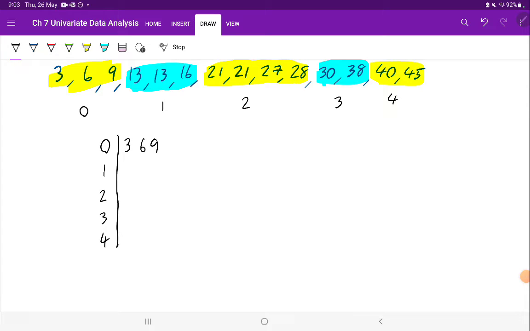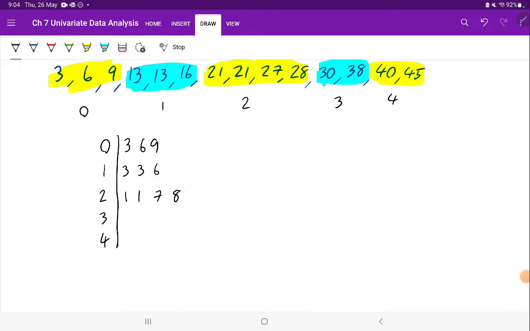But for the next three numbers, since I know they're all in the tens, I'm just going to write the second digit, so the ones column. So 13, 1, 3. 13, 1, 3, because there's two 13s, I put two 3s. And then a 6 for the 16. Now, since there's two 21s, I'm going to go 1, 1, 7, and then 8.